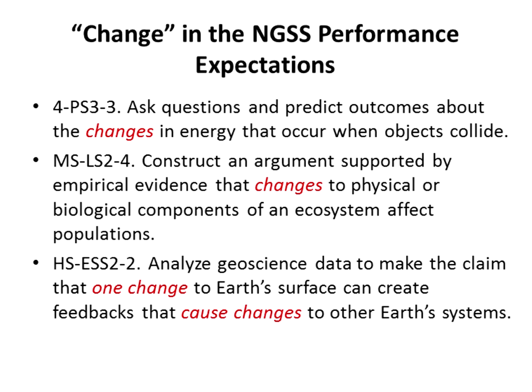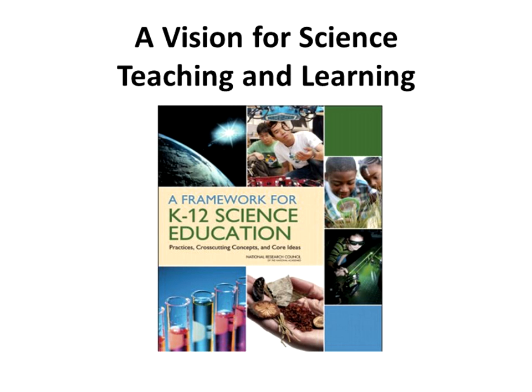Construct an argument supported by empirical evidence that changes to physical or biological components of an ecosystem affect populations. So it's the changes of the system that affect the populations. So again, the concept of change becomes very important. And in high school, analyze geoscience data to make the claim that one change of Earth's surface can create feedback that causes changes to other Earth systems. So again, the key here, the thing that students are to think about, are the changes. And how do we go about helping students understand concepts related to change?